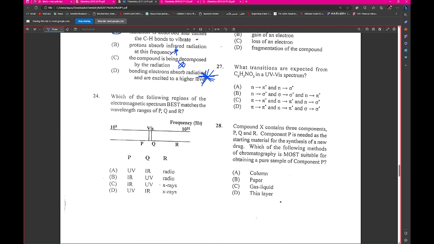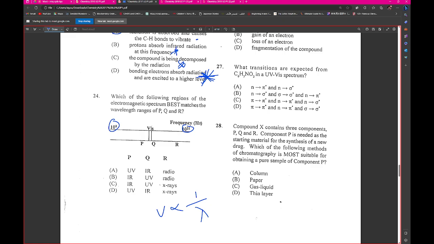Which of the following regions of the electromagnetic spectrum best matches the wavelength ranges of P, Q, and R? So basically we're wondering what comes before and after these. We're looking at the frequencies. You see them here, right? So what's happening here? Lower frequency. What is the relationship between frequency and wavelength? The longer the wave, the lower the frequency. That means frequency is what? Inversely proportional to lambda?